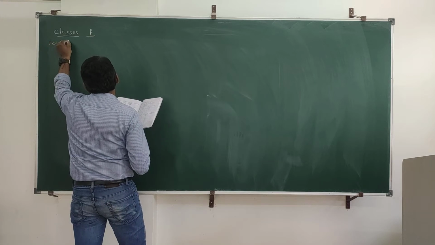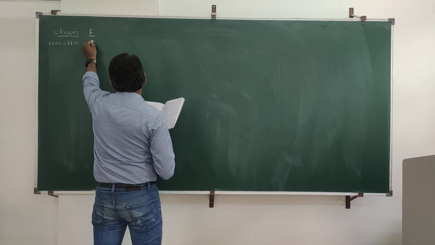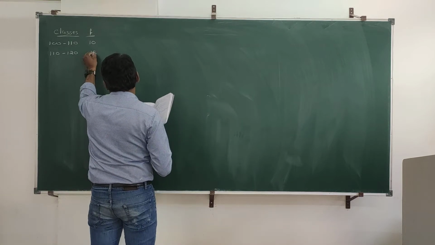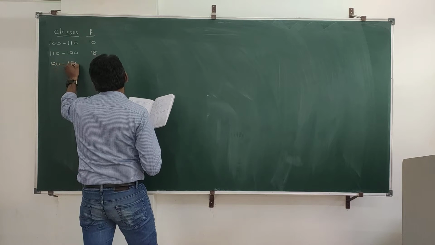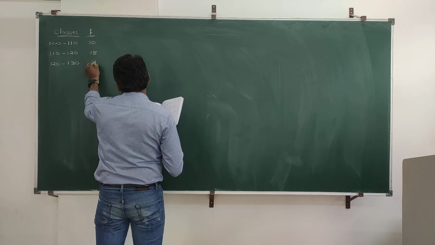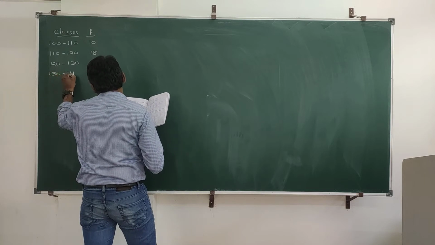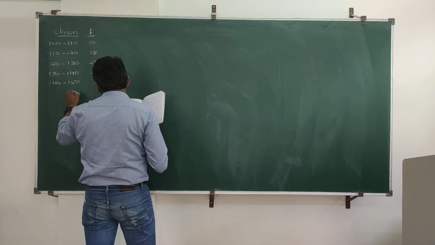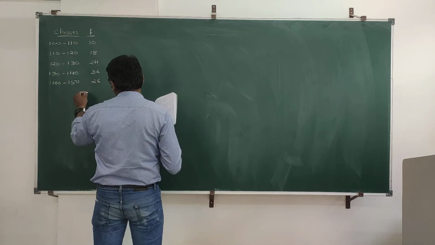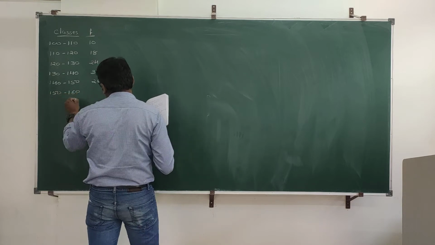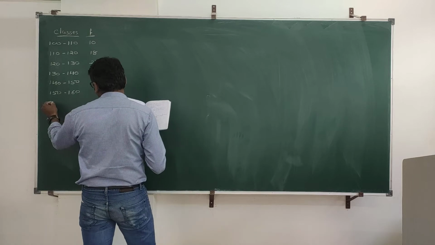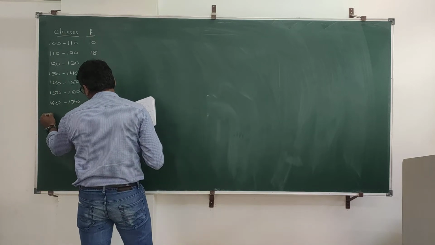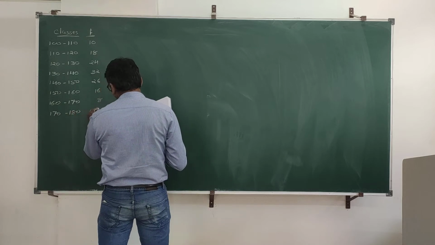Classes column: 100 to 110, frequency 10. 110 to 120, 18. 120 to 130, 24. 130 to 140, 32. 140 to 150, 26. 150 to 160, 16. 160 to 170, 8. And 170 to 180, 6.